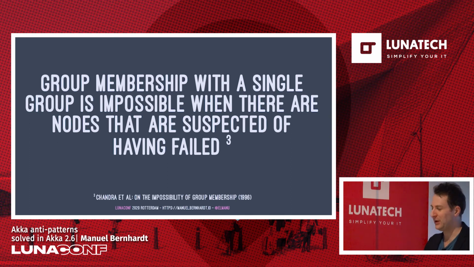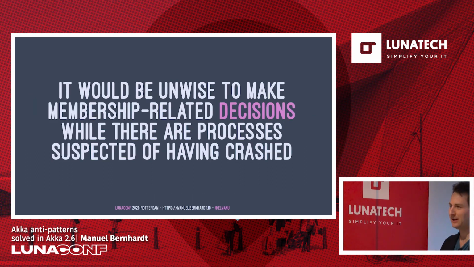It's based on the FLP impossibility principle. You can't have consensus basically as soon as one thing is suspected of having failed. So the leader in a cluster or in Akka cannot make membership-related decisions when you have one of these members being flaky. So you have to remove it on your own, or you have to tell Akka, let's just by hand remove this thing. And when would something like this happen? Well, you could have one node crashing, bad luck. Or you could have a network partition.